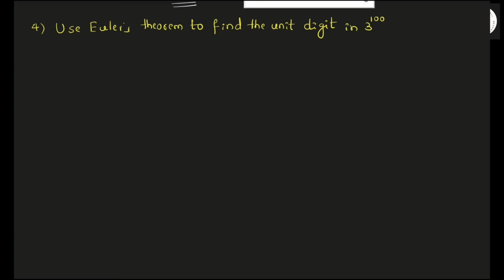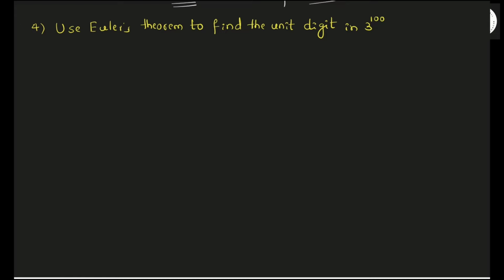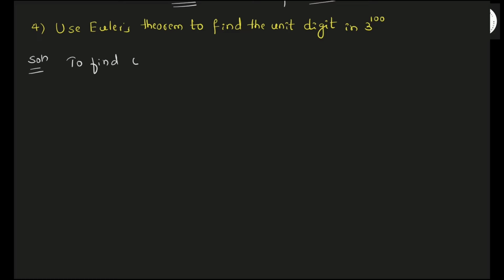We'll see one more. So, what is your next example? Next example is use Euler's theorem to find the unit digit in 3 to the power 100. By using Euler's theorem, we need to find the unit digit in 3 to the power 100. So we have to use Euler's property.